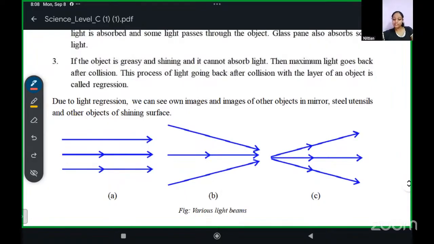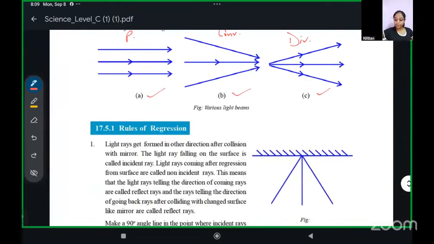Due to light reflection, we can see our own images and images of other objects in the mirror, steel utensils and other objects with a shiny surface. These are the beams: parallel, convergent. This is parallel, this is convergent, and this is divergent beams or rays of light.